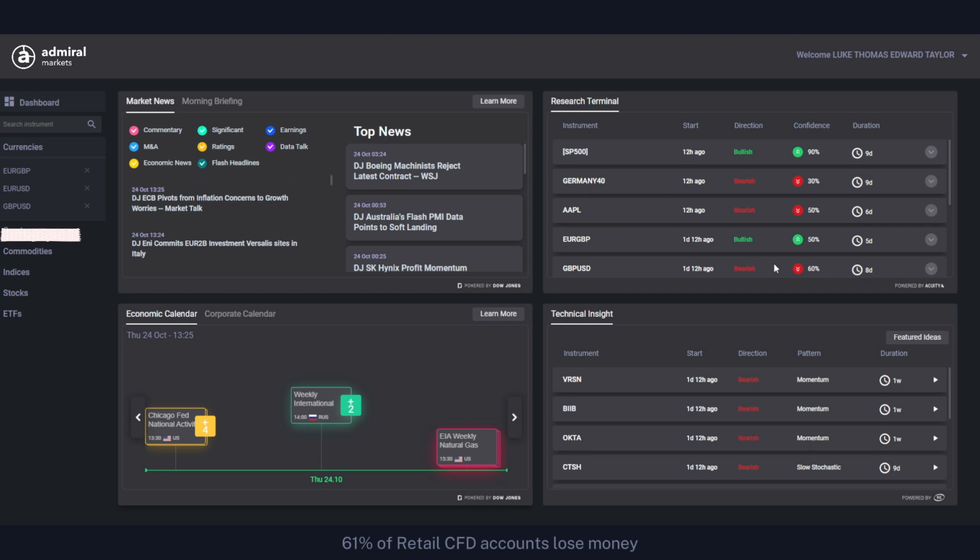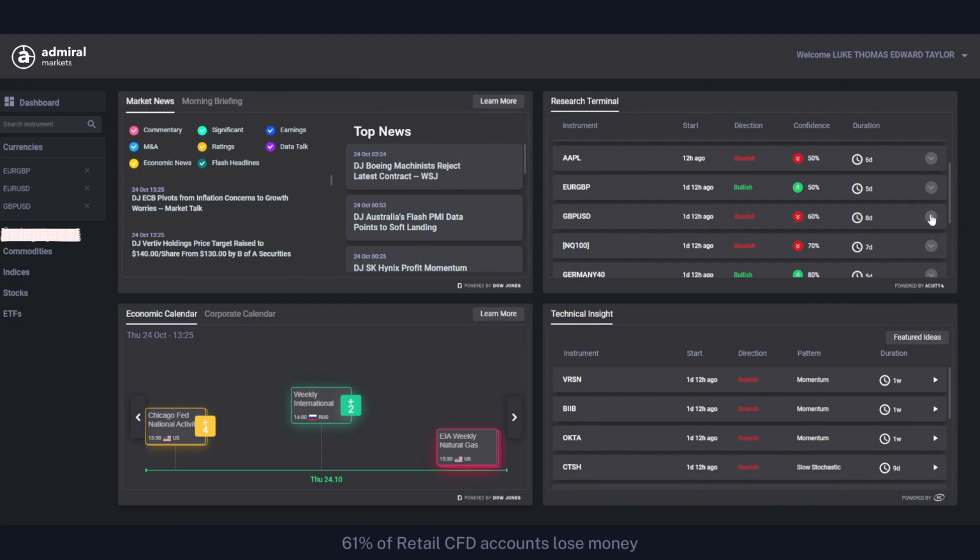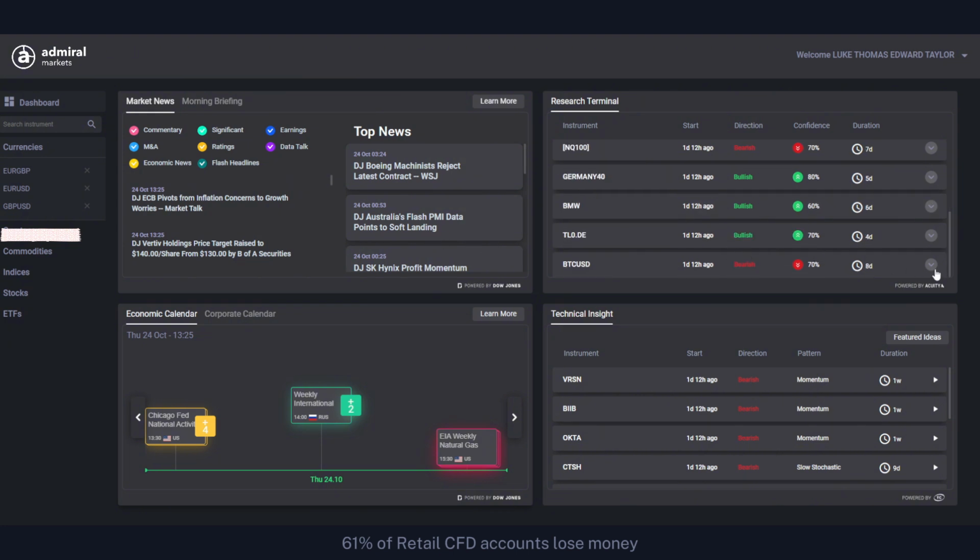You've got all these different pairs here as well that you can look at. So, one day 12 hours ago, direction was bearish, confidence 6%, duration 8 days. Daily news sentiment is moving lower, and in 60% of the last 10 occurrences, prices fell within 8 days. Okay, so you can go ahead and have a look through them if you wanted to.